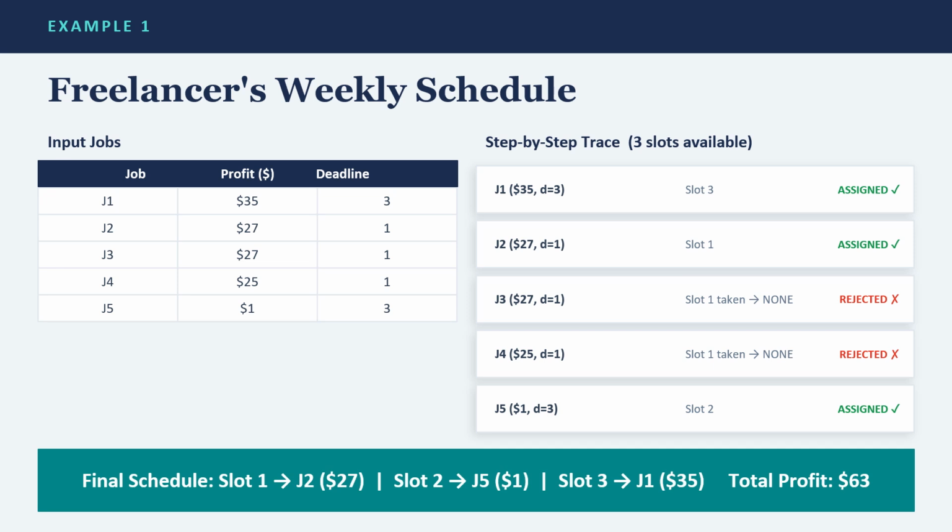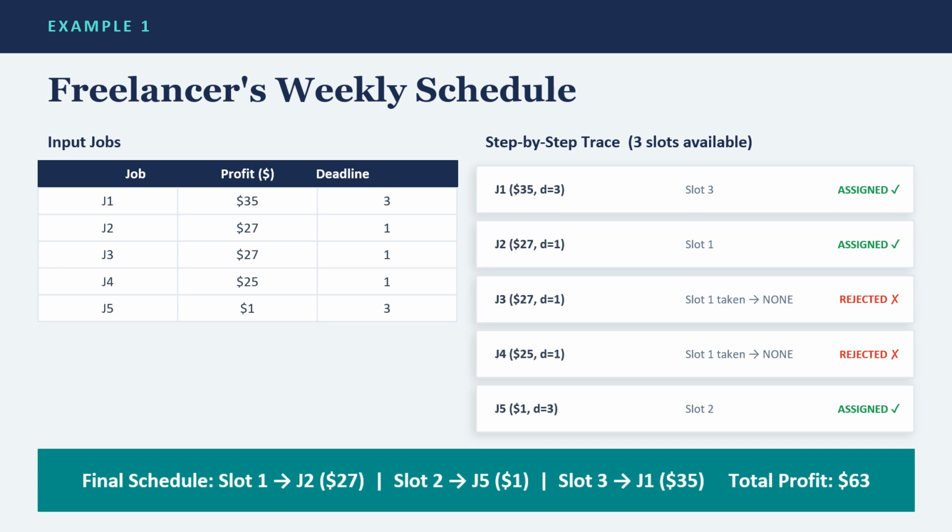J3, profit 27, deadline 1. Slot 1 is already taken. No other slots are within deadline 1. J3 is rejected. J4, profit 25, deadline 1. Same situation. Slot 1 is full. J4 is also rejected. J5, profit $1, deadline 3. Scan from slot 3, taken. Slot 2, free. Assign J5 to slot 2.